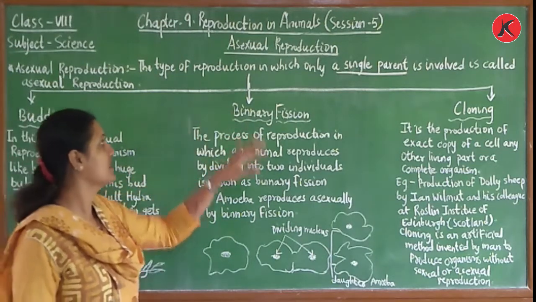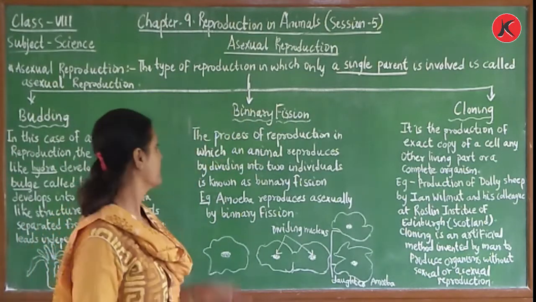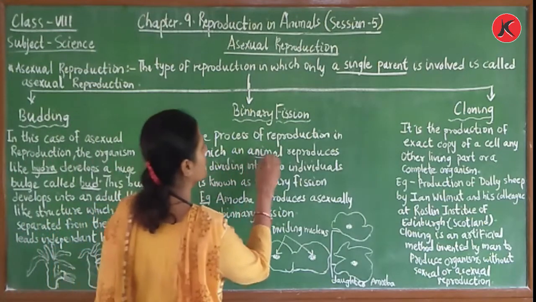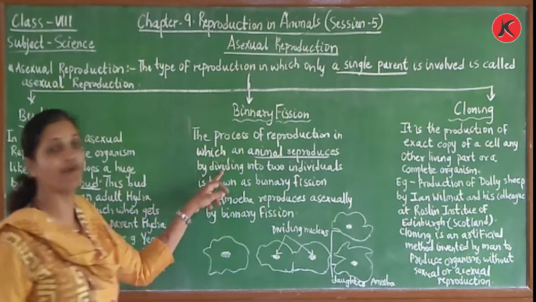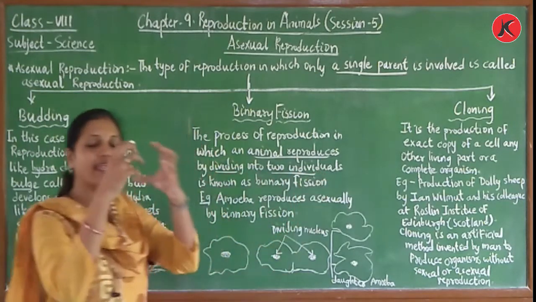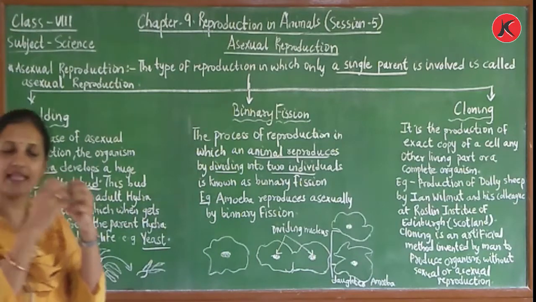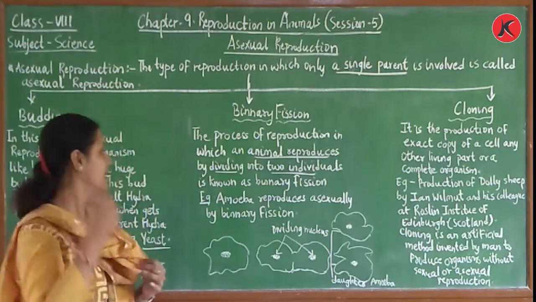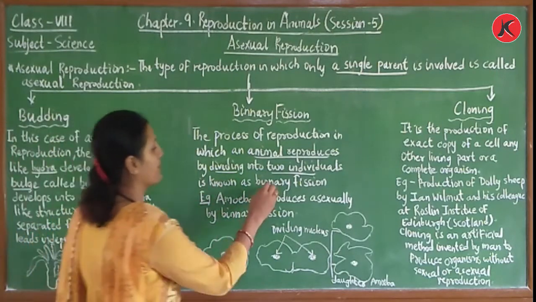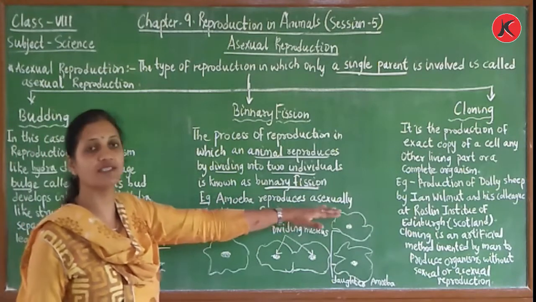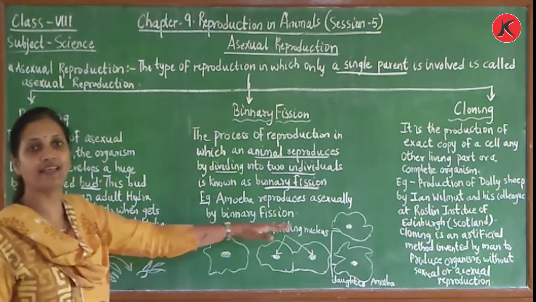Next type is binary fission. The process of reproduction in which an animal reproduces by dividing into two individuals. जब एक न्यूक्लियस होता है, एक सेल होता है, उसके अंदर ही वो दो सेल में डिवाइड होते हैं. So that is known as binary fission. Example is amoeba, which reproduces asexually by binary fission.